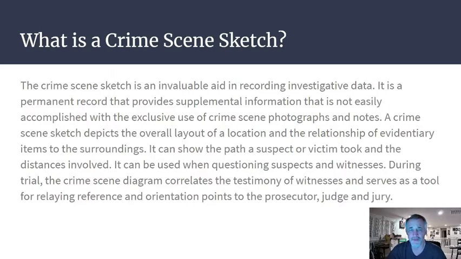It can help show the path a suspect or victim took and the distance that was involved, or it can help us do some crime scene reconstruction. It can be used when questioning suspects and witnesses. During the trial, the crime scene diagram correlates testimony of witnesses, and it also serves as a tool for relaying reference and orientation points to the prosecutor, judge, jury, and all those involved. So it's really an important part of documenting the scene.